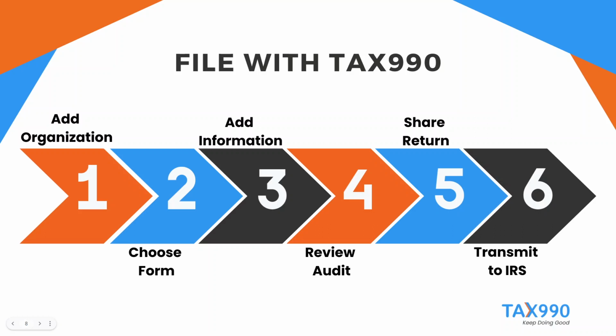Filing with Tax990 is a short process. You begin by adding your organization. You'll choose the form that you need to file, add the information to the form based on your organization information, review the internal audit and resolve any audit errors. You'll have the option to share the return with other members of the organization or necessary individuals, and then you'll transmit the return to the IRS.